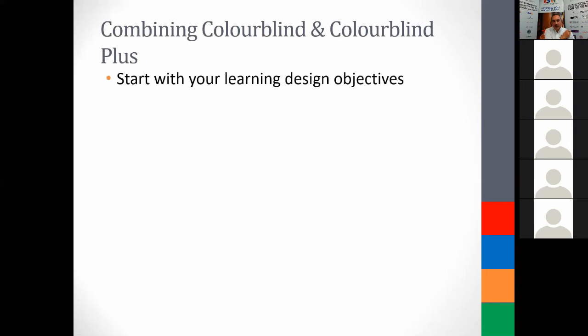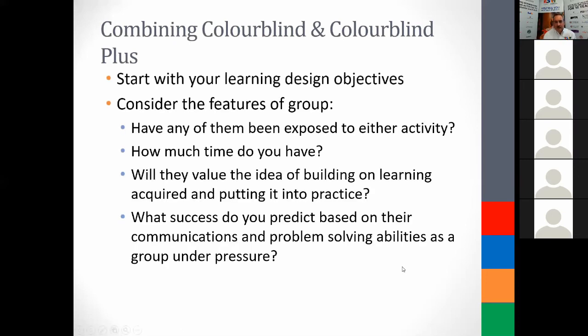So what else might you do about combining them? Well, again, once you know your objectives, part of those design objectives might be considerations of the actual group. Has the group been exposed to either activity? If they've done Colourblind, is this a chance to allow them to be caught in the act of making assumptions? How much time do you have? If you really only have 20, 30 minutes, there's no point in trying to run a Colourblind Plus.